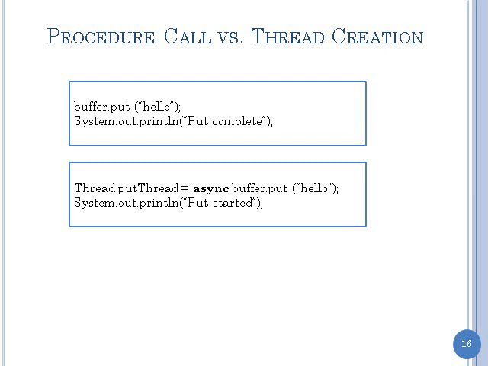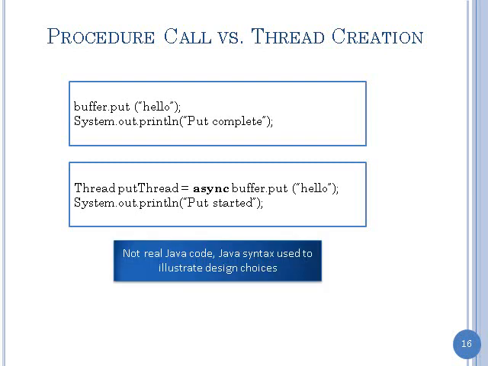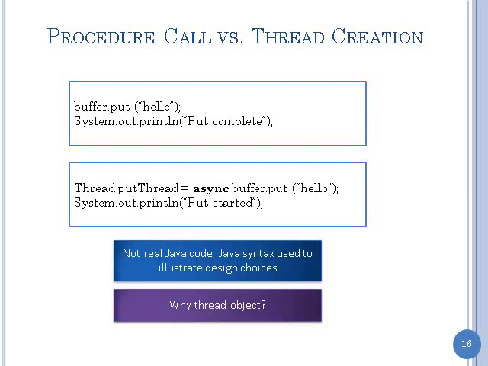Now Java doesn't quite have this syntax, but that's conceptually what's going on, right? Before I talk about why maybe it doesn't have this syntax, we'll talk about that later. Why do I have a thread object? When I had a procedure, I just said buffer.put(hello). I conceptually want to just say async buffer.put. So why return a value as a result of that? This put is a procedure, it doesn't return a value. Even if it returned a value, even if it was a function, at that point the function hasn't even completed. So there's no point returning anything there.